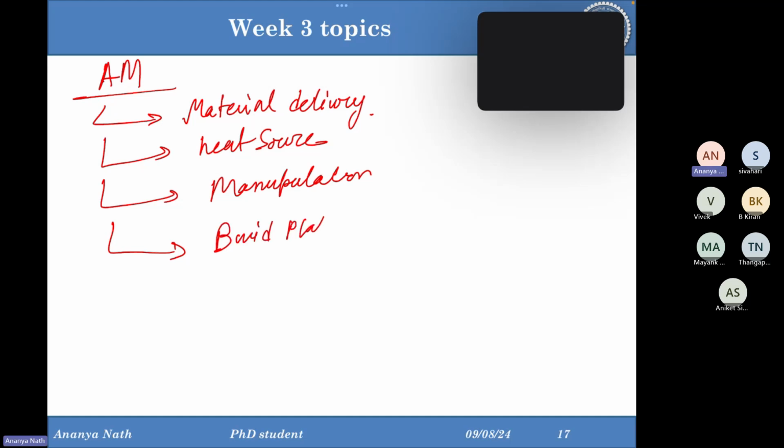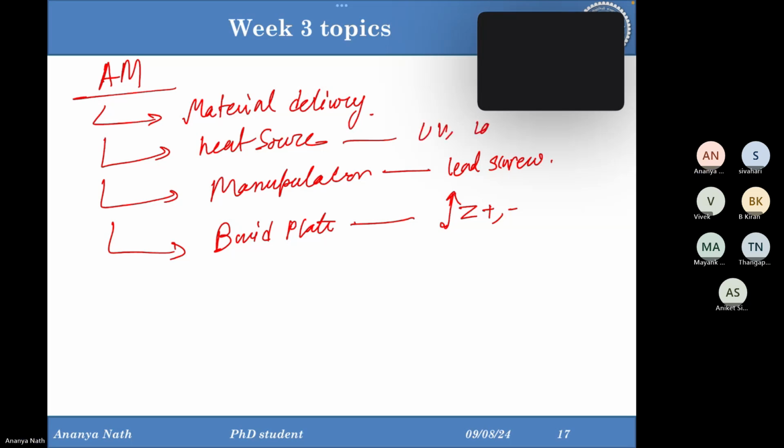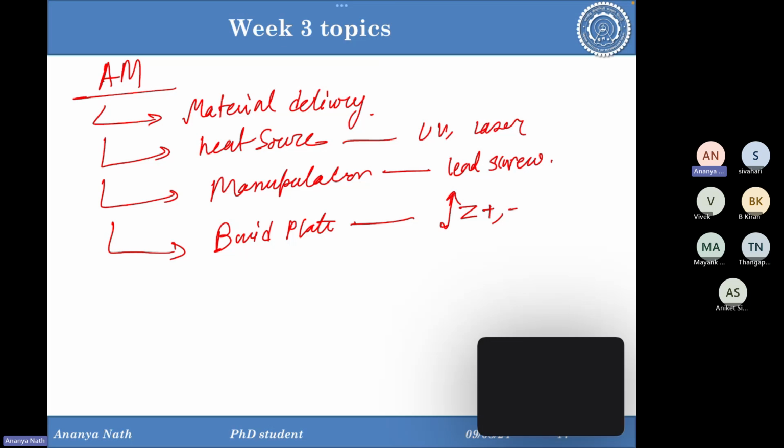Okay, so in VAT photopolymerization, the build plate moves in Z plus and minus, nothing more than that. Manipulator, like the build plate is attached to a lead screw, and the build plate simply moves in Z plus and minus, so nothing complicated. As a heat source, we can use UV light or laser, and the heat delivery system is also important.